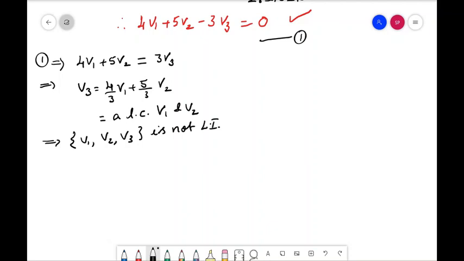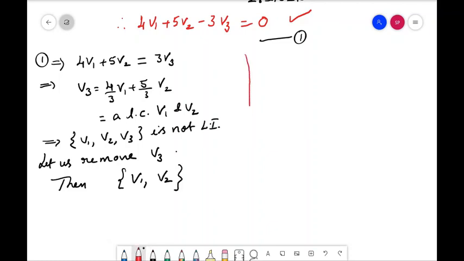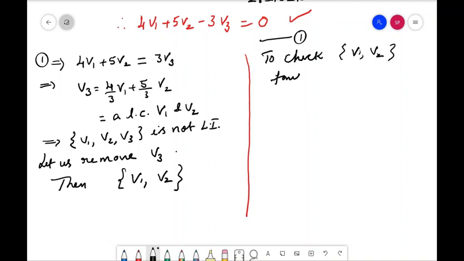So one vector we have to omit. So let us remove V3. Then what is our new set? The set containing V1, V2. Now let us check whether this can form a basis. So we will check whether the set containing v1, v2 forms a basis.